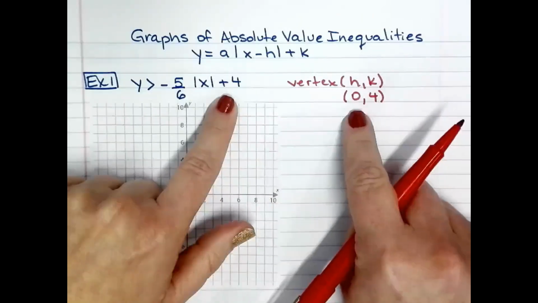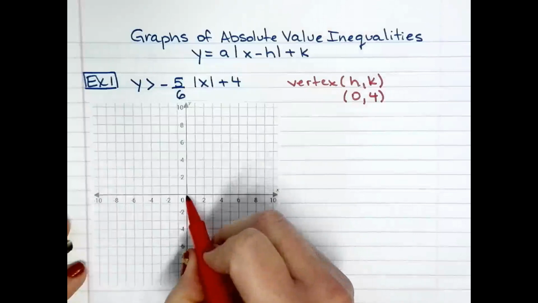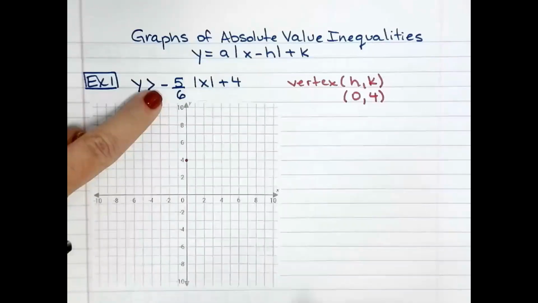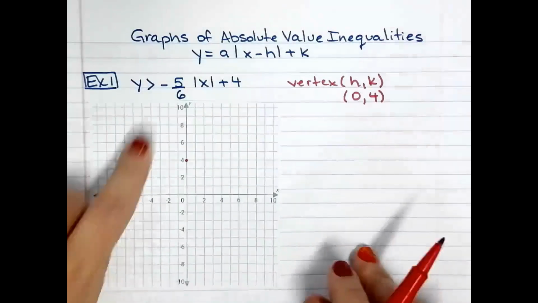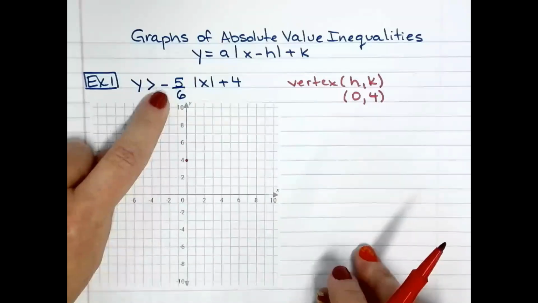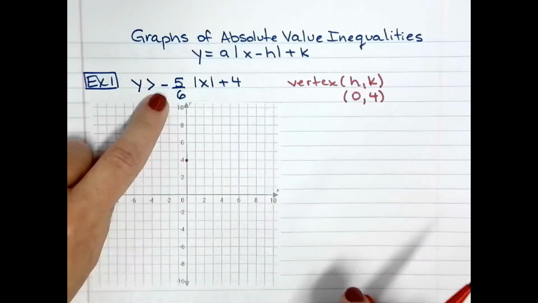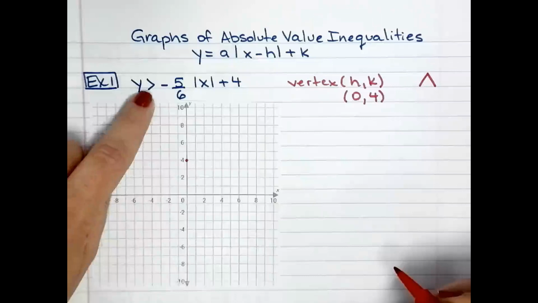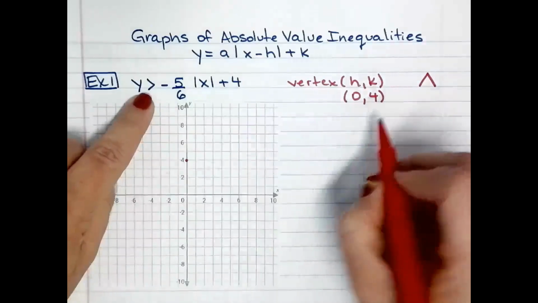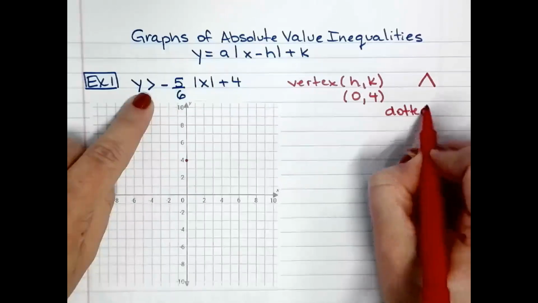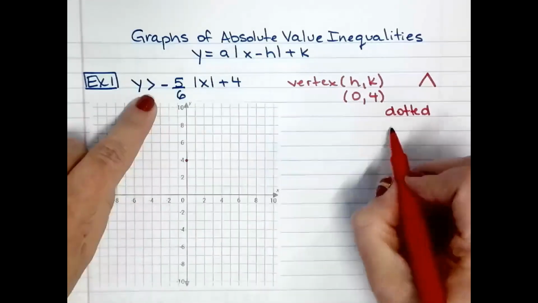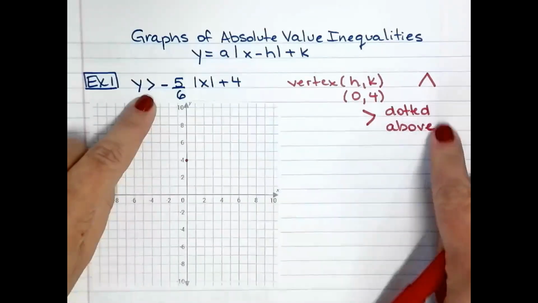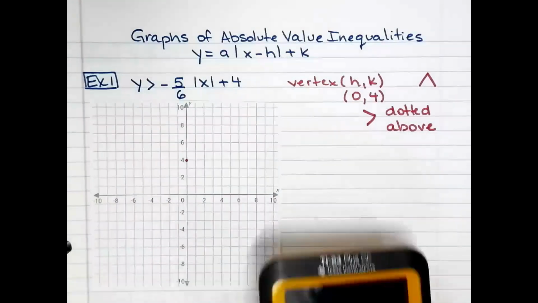I know for a fact my starting point will be right there: 0 for x, 4 for y. Now I know the absolute value function makes the V shape. I also know the leading coefficient is negative, so it's going to be an upside down V, like this. Now, greater than means dotted. It's not going to be a solid line, and I will have to shade above. So greater than means dotted and shade above. But I don't know what any of those points are.